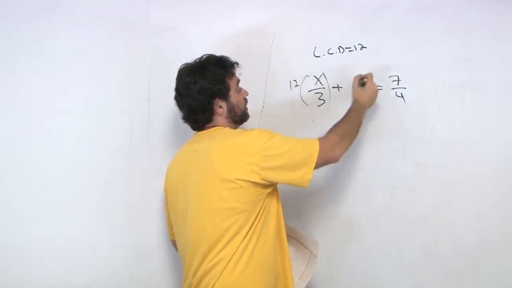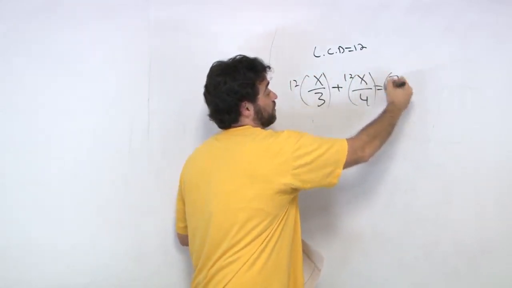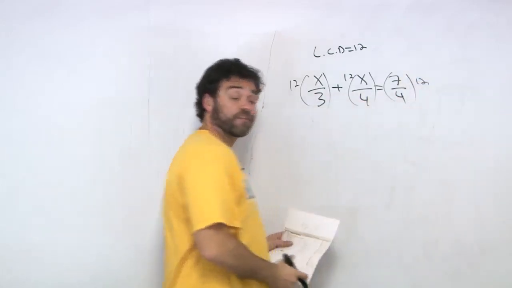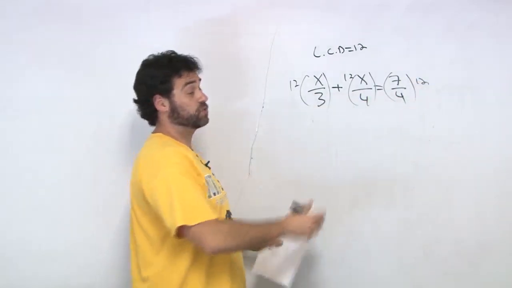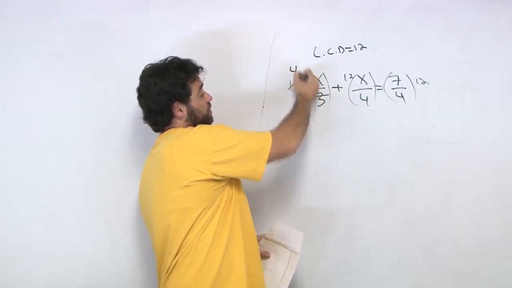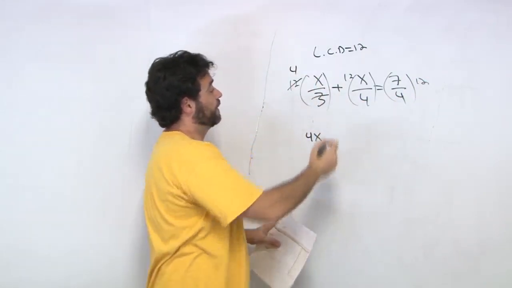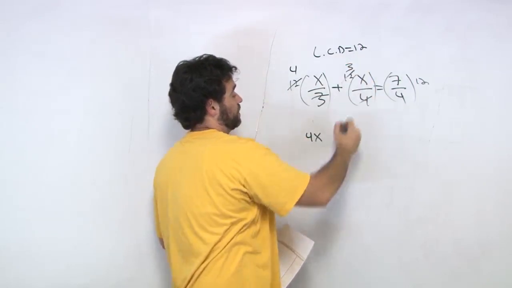Remember, I don't like working with fractions. I mean, I love fractions, but I don't like working with them. So when I can, I get rid of the fraction as soon as possible. So that goes in 4 times, so I get 4x. That goes in 3 times, I get 3x.